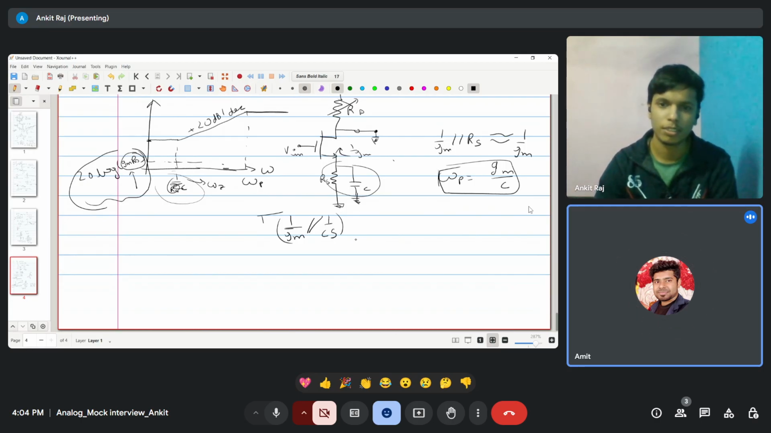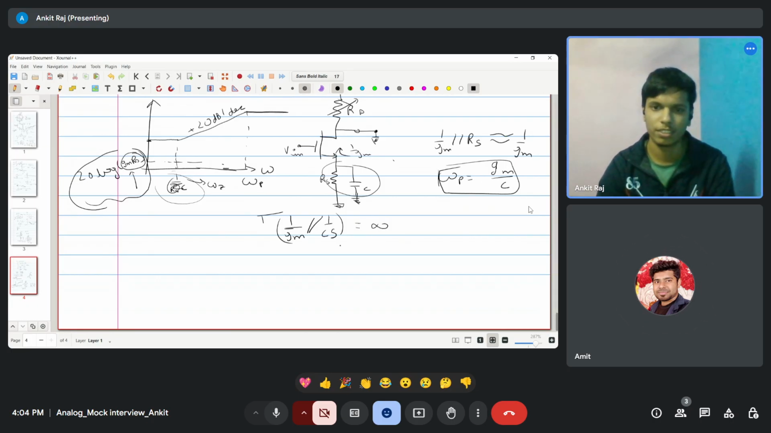If this lower impedance can be infinity, there will be no small signal current. So the current will be zero, so the IR drop will be zero, so the V out will be zero. So from this we can calculate omega.